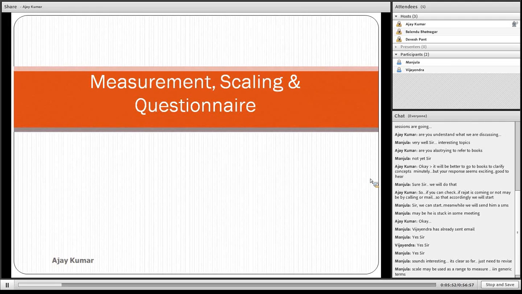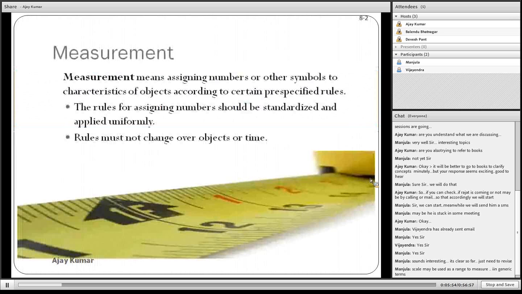So there is measurement for you. Measurement is defined as a process of assigning numbers or symbols to characteristics of objects according to certain pre-specified rules. Now, let me try to elaborate on this definition of measurement.